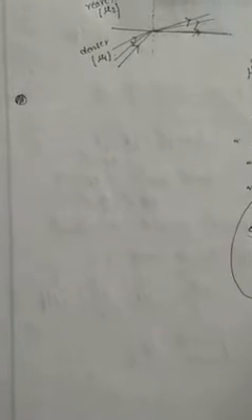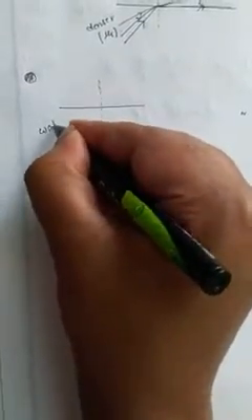Now we shall solve numericals. Basically there will be two types of numerical. One is like this: let's say this medium is water or glass, and this medium is air. So this is one problem. And another type of problem is like this.